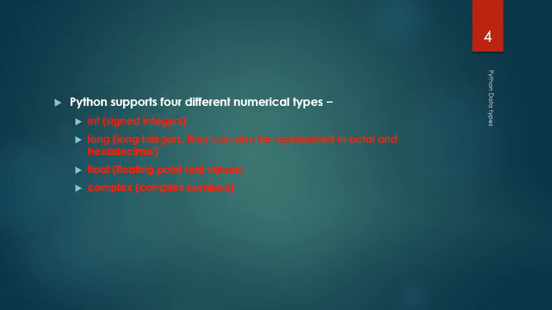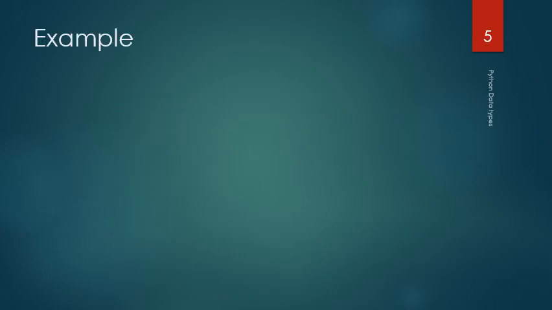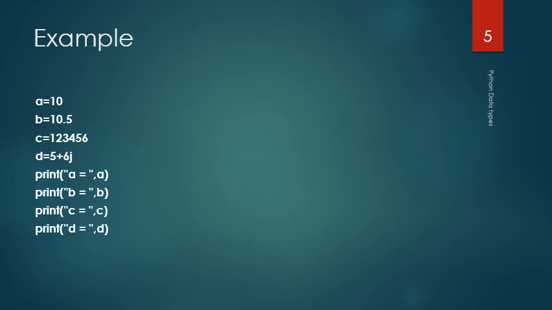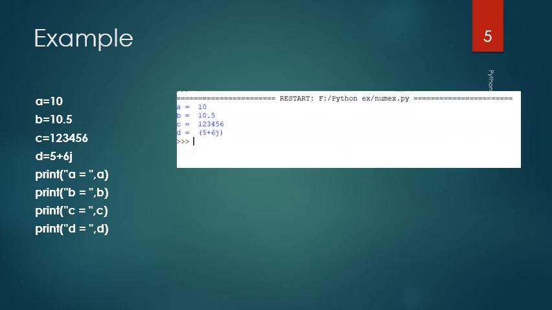Python supports 4 different numerical types: integer type, long integer type, floating point real values, and complex numbers. An example for this is given below. Here variable a is assigned value 10, b is assigned value 10.5, c is assigned 123456, which is a long integer. d is assigned a complex number. When we print these, we get the result as given on the right hand side.